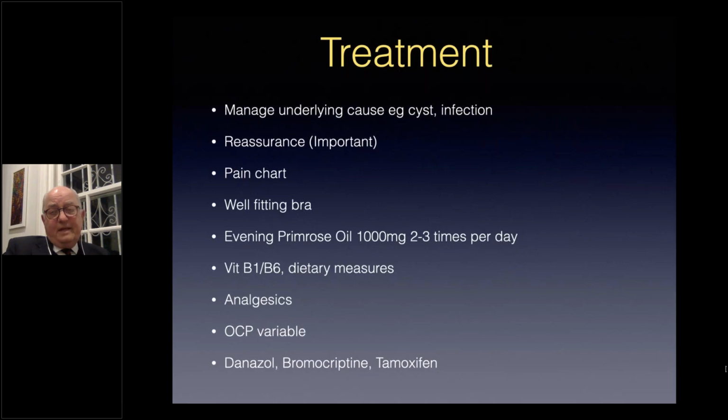Bromocriptine is based on the fact that there are some studies which suggest that prolactin is a problem in mastalgia in some patients, and as this reduces the prolactin levels, it was used in the management of mastalgia. The trouble with bromocriptine is that it's got about a 20% side effect profile, and this is dizziness, nausea, and vomiting. So we don't frequently use this.